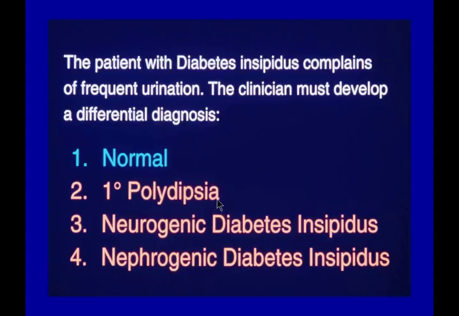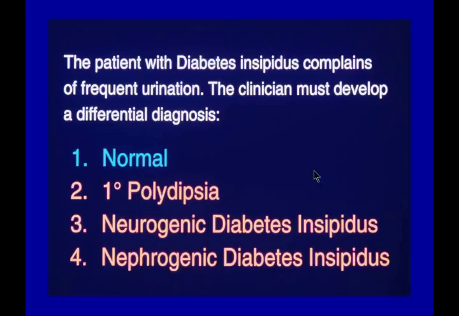There's a condition called primary polydipsia, of obscure etiology, in which people drink large amounts of water, have intense thirst, drink all the time, pee all the time, and can produce large volumes of urine. However, if you restrict their access to water, they will normally concentrate the urine. We'll show you that in just a second. Then there's neurogenic diabetes insipidus, a disease in which you don't have antidiuretic hormone. And then there's nephrogenic diabetes insipidus, a disease in which the ADH doesn't work.